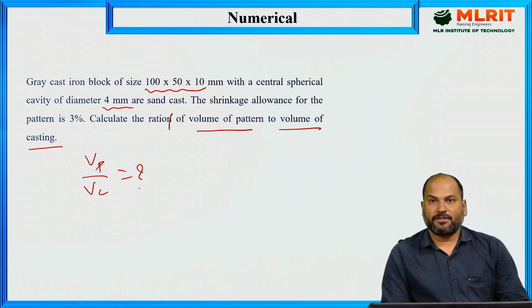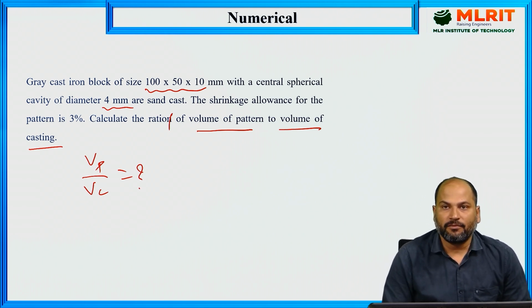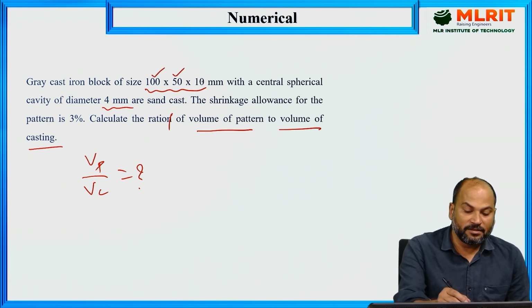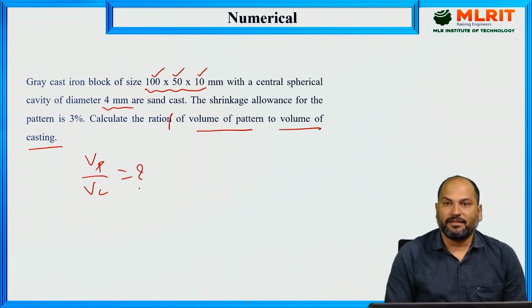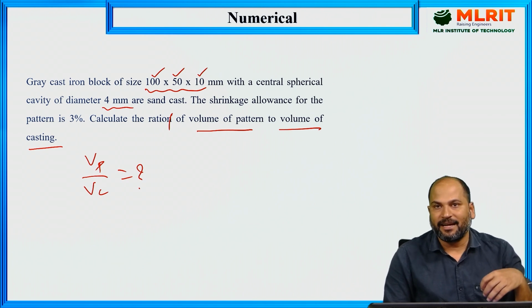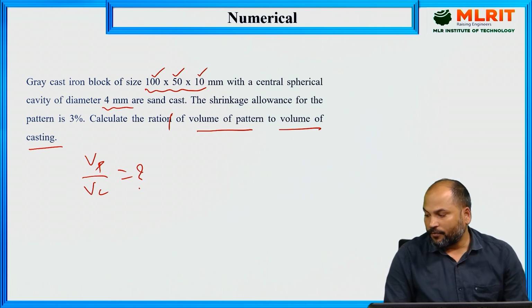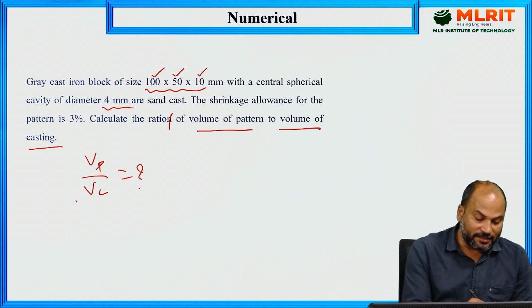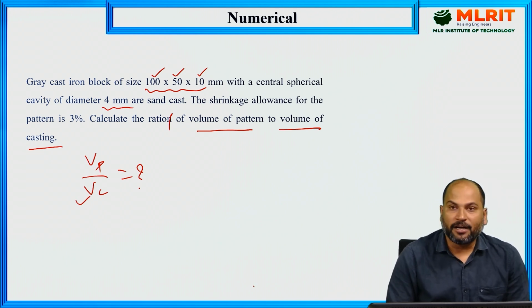So VC is very easy to calculate. What will be the volume of the casting? We know this volume has length, width, breadth and height, while a spherical cavity is inside. We know the volume of the sphere is nothing but 4 by 3 pi r cube, where r is the radius. Here the diameter is given as 4 meters, so the radius will be 2. So 4 by 3 pi 2 cube. That will be the volume of the casting. Okay, that is not an issue. The problem will come in the case of the pattern, how to calculate that one.